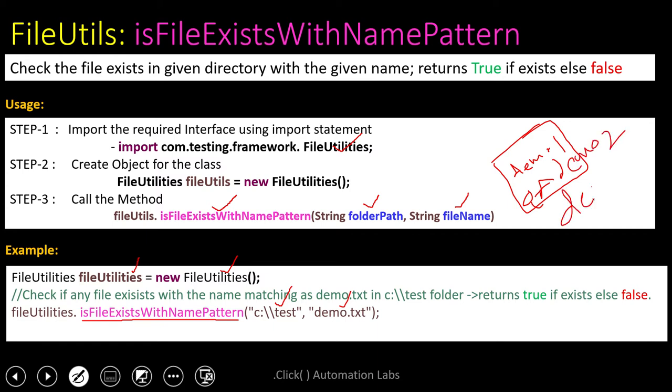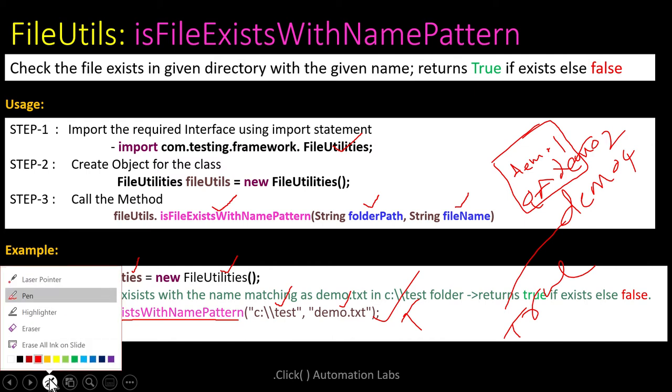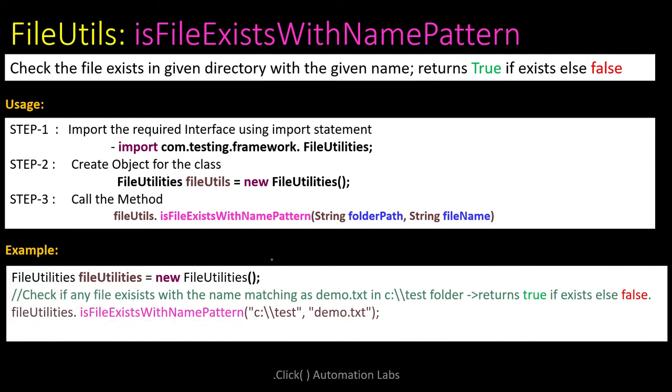And demo4. So I have these kinds of patterns. If I use this method, then whatever matches, even QA demo2, it returns true. Even if I say demo4, it returns true. It means it looks for matching characters, and if it finds them within that particular file name, this returns true, else it returns false.